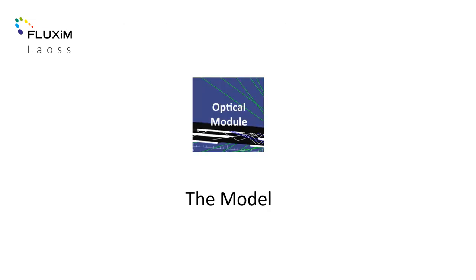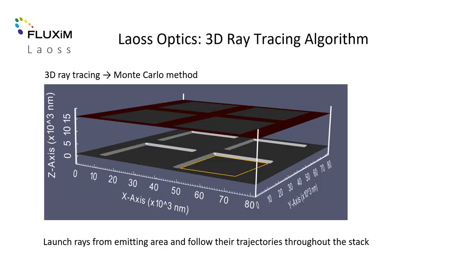The third module of Laoss is the optical module. Again, we will start with the model, the input and the output quantities. Laoss Optics is a full 3D ray tracing algorithm, which is a Monte Carlo method. The idea is fairly simple. Some rays are launched from a specific area.